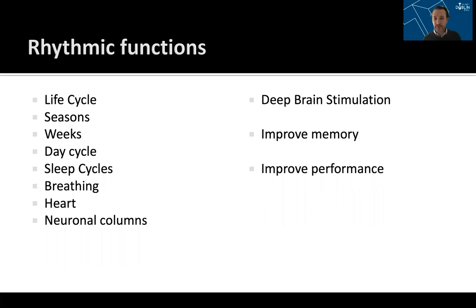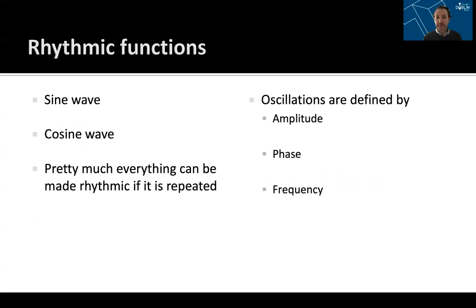Life cycles, seasons, weeks, days, sleep cycles, breathing, heart, neuronal columns, deep brain stimulation, and all these things. But they also turn up in space and in physics all the time. Most things can be described as a rhythmic function. All signals can be broken down into rhythmic functions, and the two most common are the sine wave and the cosine wave.